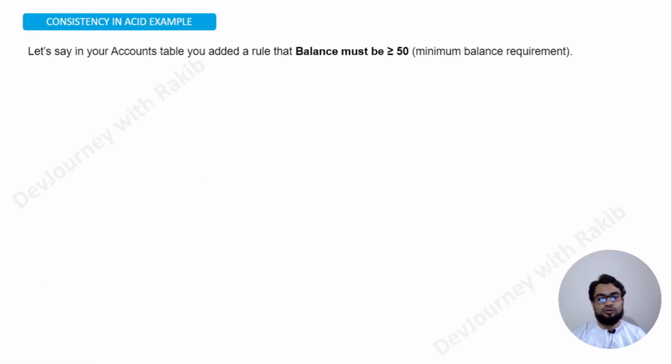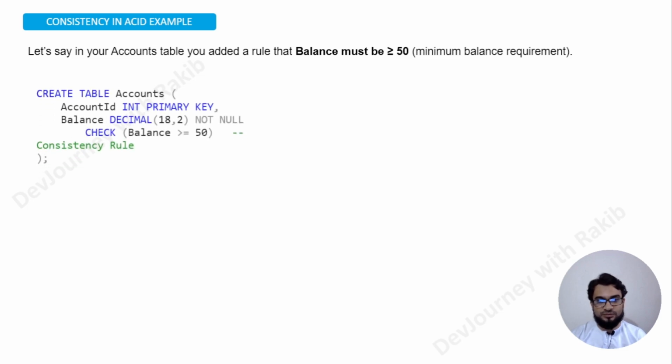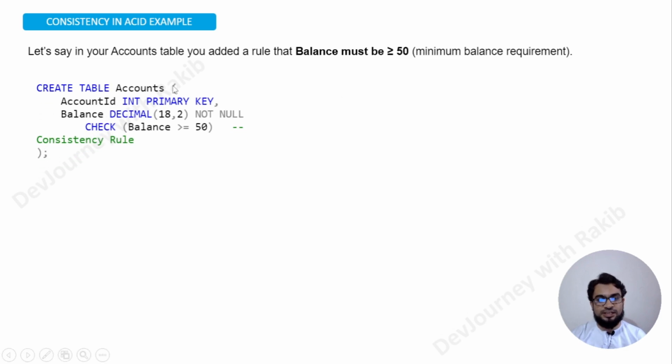Let's say in your account table, you added a rule that balance must be greater than or equal to 50, a minimum balance requirement. Here is a create table schema. As you know, we give a primary key as account ID, and the balance is decimal with two decimal places, and that is a constraint, not null. And we apply another constraint rule that balance check must be greater than or equal to 50.